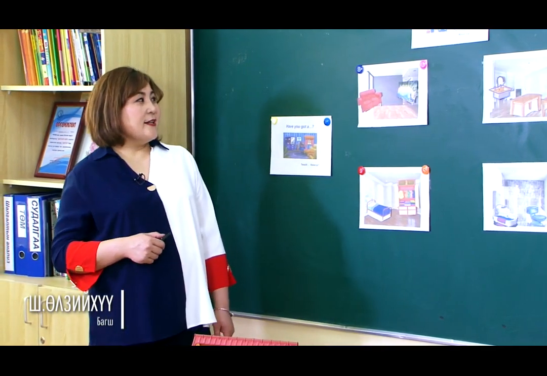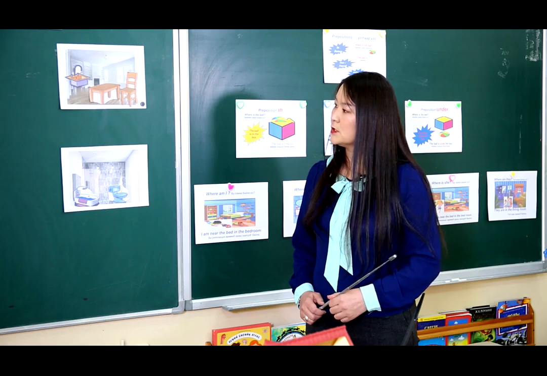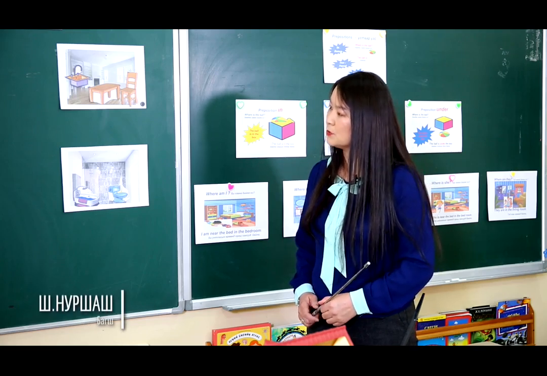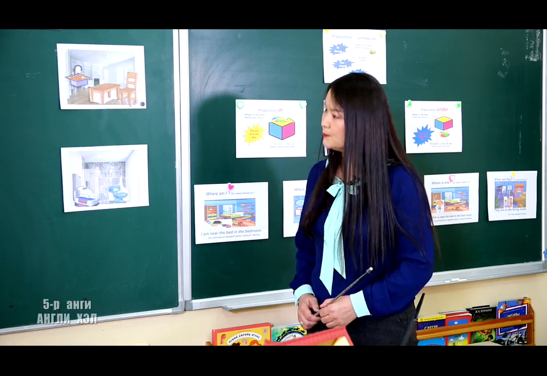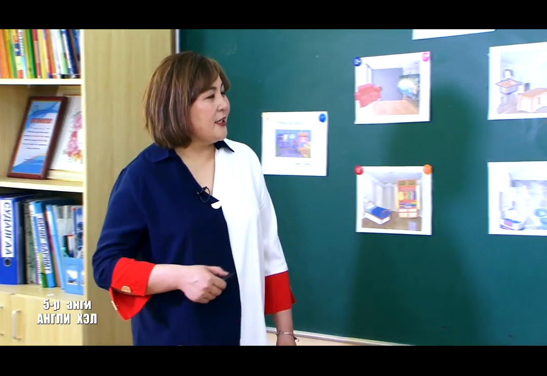Okay, where is the sofa? Sofa is in the living room. Where is the TV? TV is in the living room. Very good. Next picture. This is our kitchen.